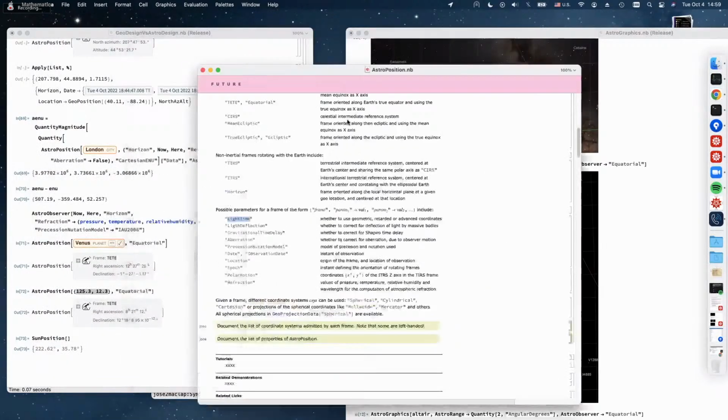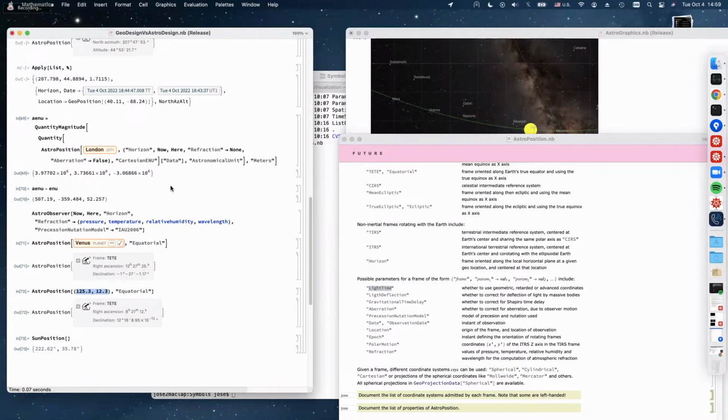So let me just understand. I mean, Stephen, it's not surprising that we get hung up on astro position. This is the most complicated object there is. Yeah, I know. Okay, I'm not complaining. I'm just trying to understand. Let's talk about a star, Rigel or something.